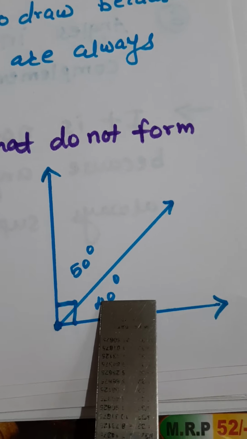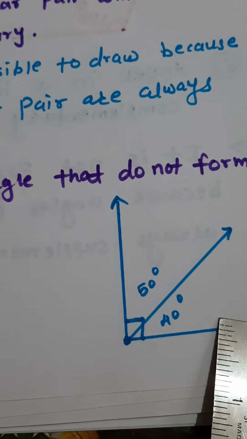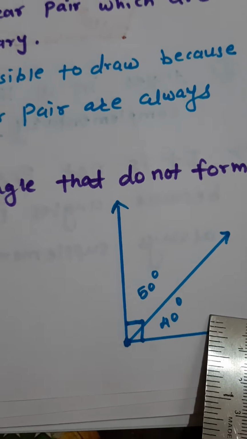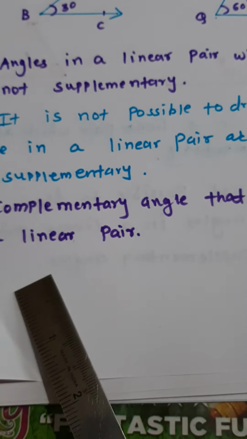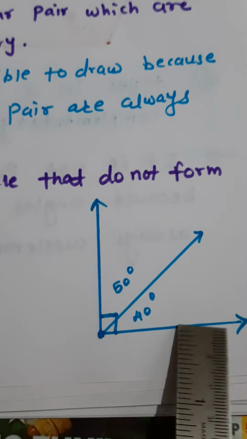So this is the figure of complementary angles which do not form a linear pair. They are adjacent but they are not linear. So we can draw this figure, 50 degrees and 40 degrees. They are complementary but they are not linear. Now the fourth one.